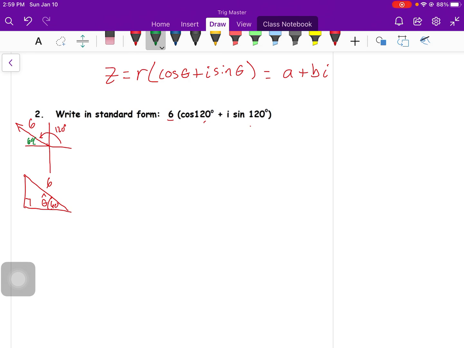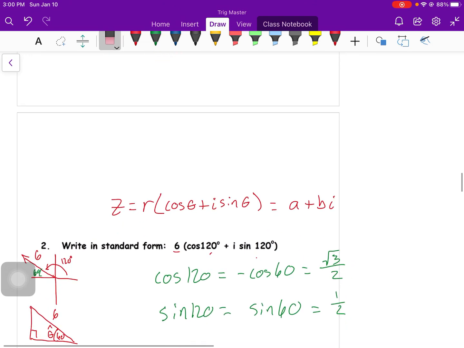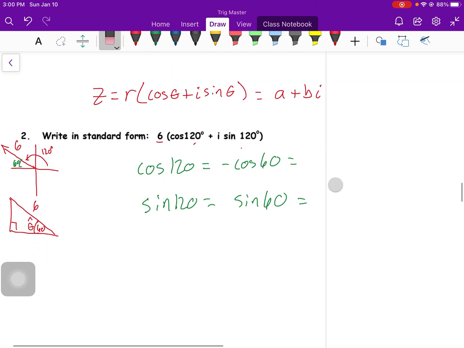All right, so in that case, I basically am just thinking, well, cosine of 120, that's the same thing as negative cosine of 60 degrees, which is square root of 3 over 2. All right. Sine of 120 is the same thing as sine of 60, which is 1/2. I did these backwards. Sorry about that. I had those ones backwards. So it's still negative cosine of 60, but cosine of 60 was 1/2, so this is negative 1/2. And this is square root of 3 over 2. I looked at my notes backwards.